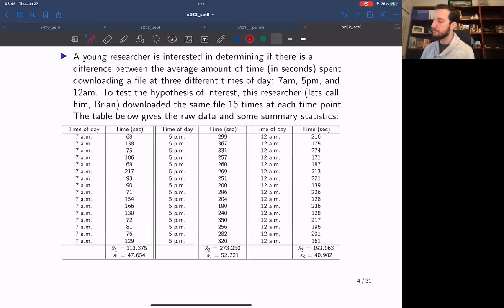Okay, so this is obviously, or it should be fairly evident, that if we wanted to test for a difference between the average download time at each time of day, an ANOVA would be a natural statistical process to consider, because we have 3 different means and we want to look for a difference between those 3 different means.